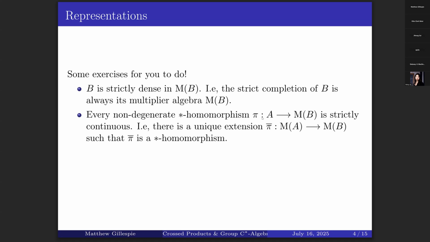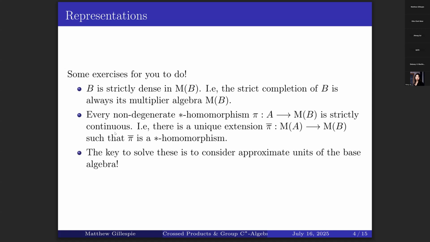And this is a very, very useful fact, and honestly, it's so useful in the theory of C-star algebras that it's not even usually mentioned by name. If you've read any papers related to C-star algebras or more advanced texts, people will just extend non-degenerate star homomorphisms to multiplier algebras, and they won't even say what they're doing. But this is a very good exercise to verify that this is true and how this works, and so I highly recommend trying these out.